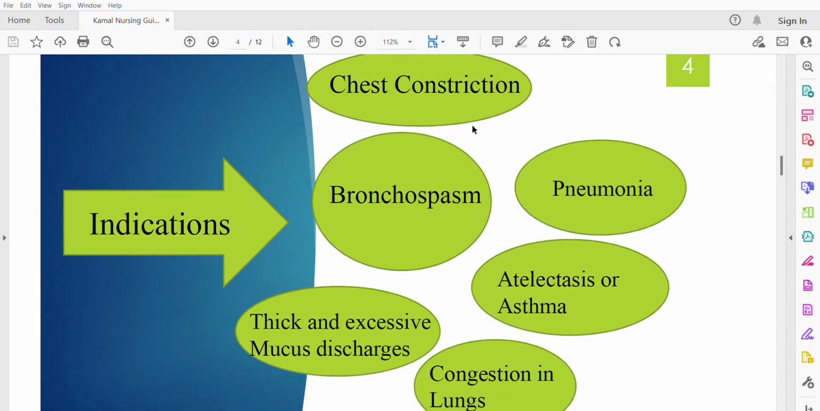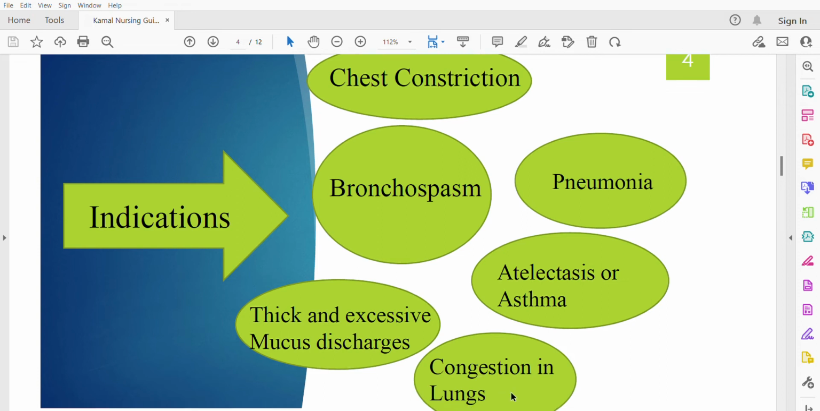like chest constriction. When the chest is constricted, the bronchioles are constricted, and the lungs are not working properly. Bronchospasm is when the bronchioles of the lungs are not working properly. Spasm means they are not working properly. And pneumonia, atelectasis, asthma, thick and excessive mucus discharge, congestion in lungs. These are the indications.